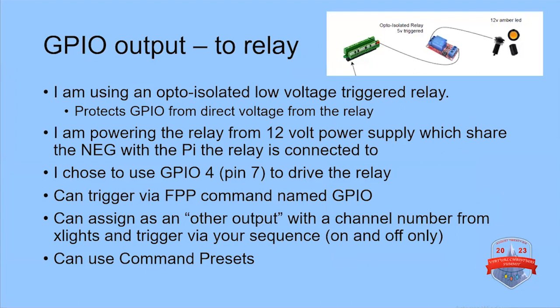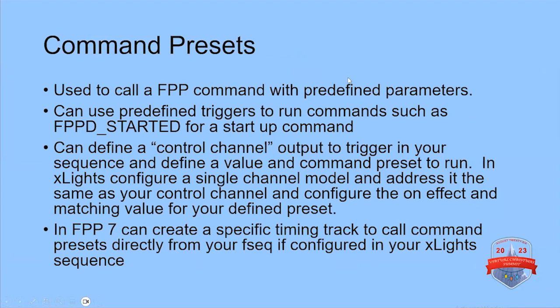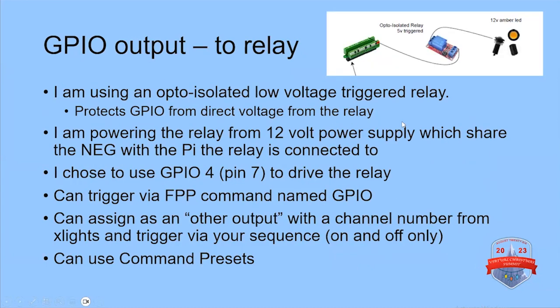So talk a little bit about GPIO outputs. I got a little snippet out here from our diagram. You remember I'm using a GPIO output to drive this relay board. Now this is an opto-isolated low voltage triggered relay. The GPIO pins are going to be either set to high or set to low. They're only 3.3 volt when they're set to high. So you want to be very careful connecting things directly to GPIO pins.